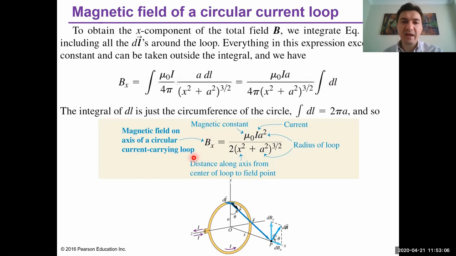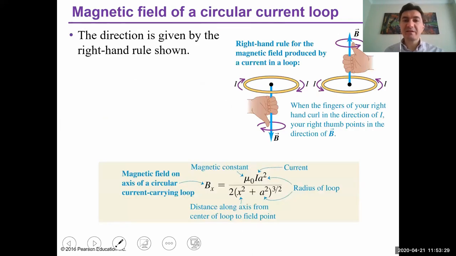Then Bx, the magnetic field on the axis of a circular current-carrying loop, is given by mu zero I a squared over two times (x squared plus a squared) to the power 3/2. This is the axis of the loop, and this is the magnitude.